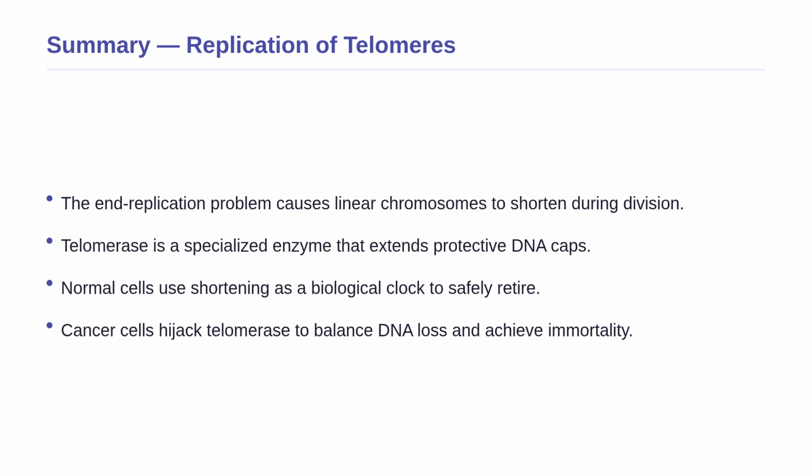Third, while normal somatic cells use this shortening as a programmed biological clock to prevent mutated growth, cancer cells maliciously hijack the system. By perfectly balancing DNA loss with telomeric activity, they achieve biological immortality. Understanding this delicate mathematical balance is absolutely crucial for developing future therapies.